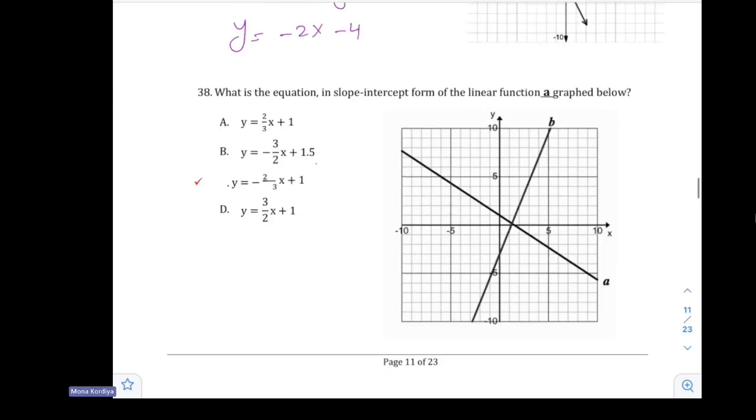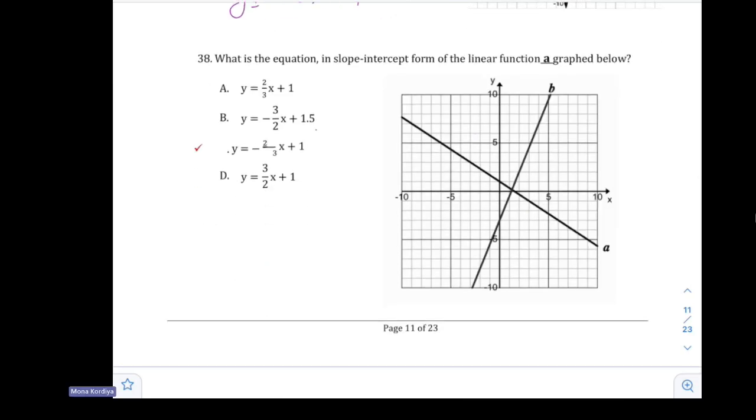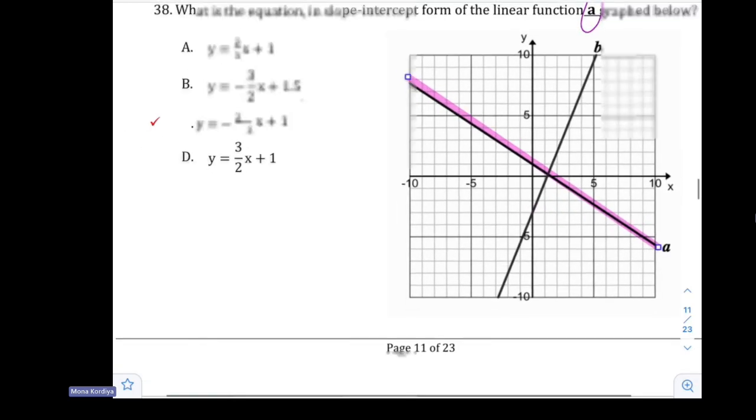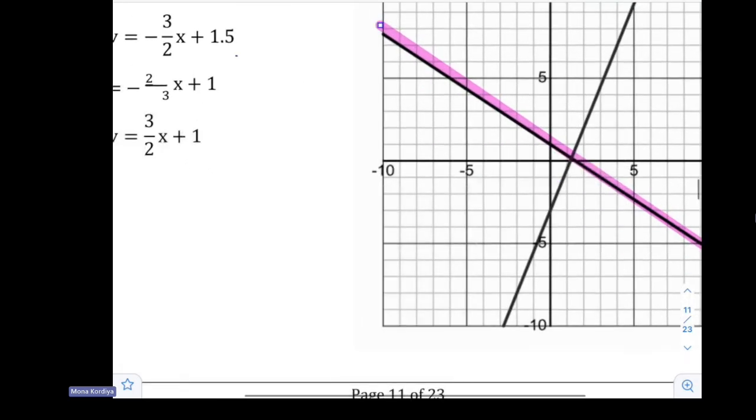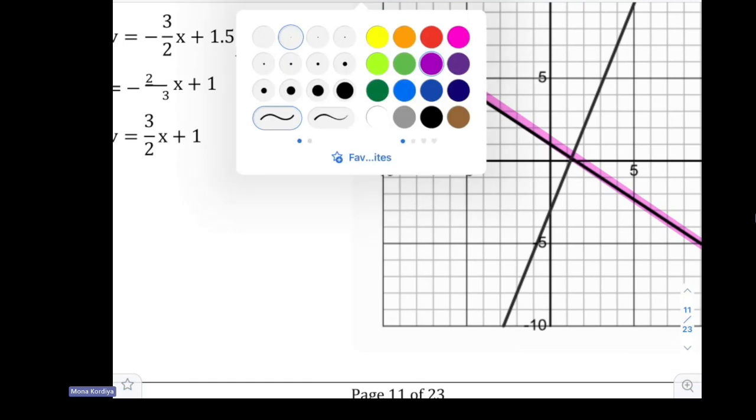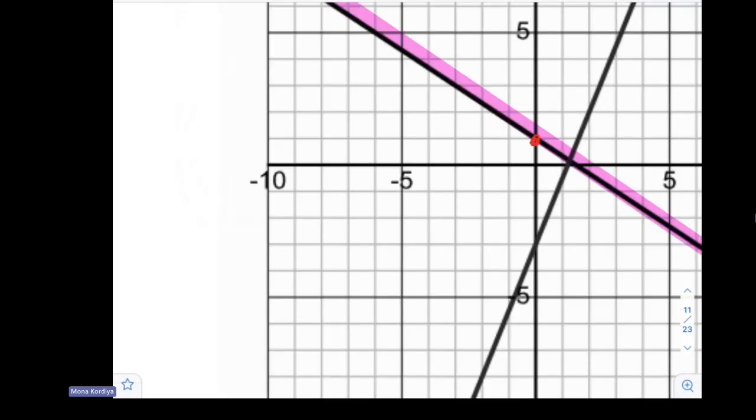What is the equation in slope-intercept form for the line A graph? So this is the line A, as we have seen here. We need first to find the slope. To find the slope, simply pick 2 points. Pick 2 good points. This is one of the points that I like, and this is another point.